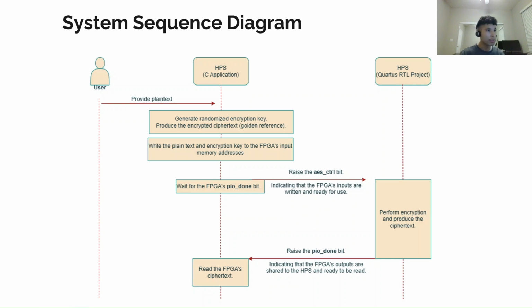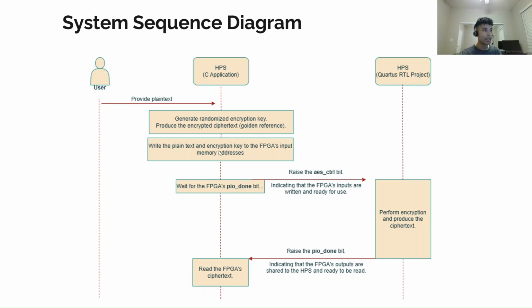Okay, I will now explain how the FPGA and the HPS both interact with each other and how the design includes both of them for full system interaction and communication. So this is a sequence diagram showing the process and their interactions. First it starts with the user providing the plain text. The HPS then generates a randomized encryption key, produces the encrypted ciphertext, which is to be used as a golden reference to compare for later. That was especially useful for the development process.